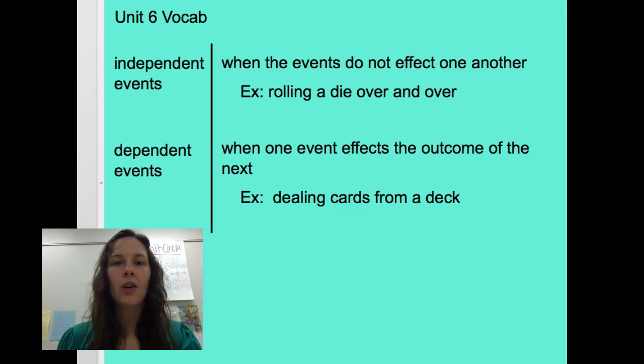Dependent events are when the outcome does change the possibilities for the next event. So for example, when you're dealing cards from a deck, whatever is dealt to the first person is no longer available to be dealt to the second person. So that changes the probability of what the second person can get.